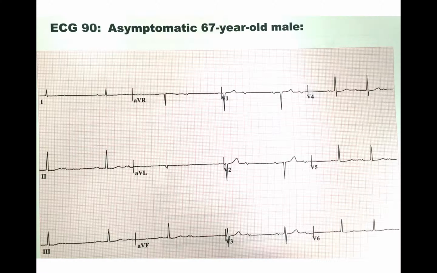First thing you want to do is figure out the rate, and I'll be doing so by using the entire length of the rhythm strip, which is 10 seconds, and then multiplying it by 6. So here I see 1, 2, 3, 4, 5, 6, 7, 8, 9, 10, 11, 12 P waves. Times that by 6 and you'll get 72 beats per minute, more or less. So this patient is neither bradycardic nor tachycardic.